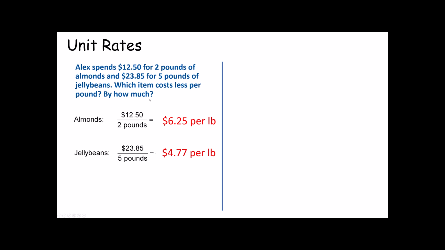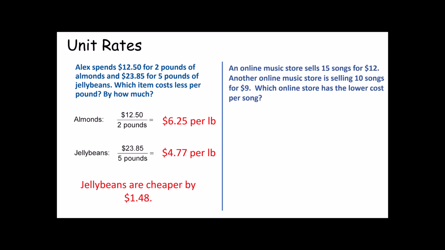Notice the second part of the question says by how much? Well, we'll just subtract those two and we'll see that the jelly beans are cheaper by $1.48. That wasn't too bad, right? Try this one. An online music store sells 15 songs for $12. Another online music store is selling 10 songs for $9. Which online store has the lowest cost per song?